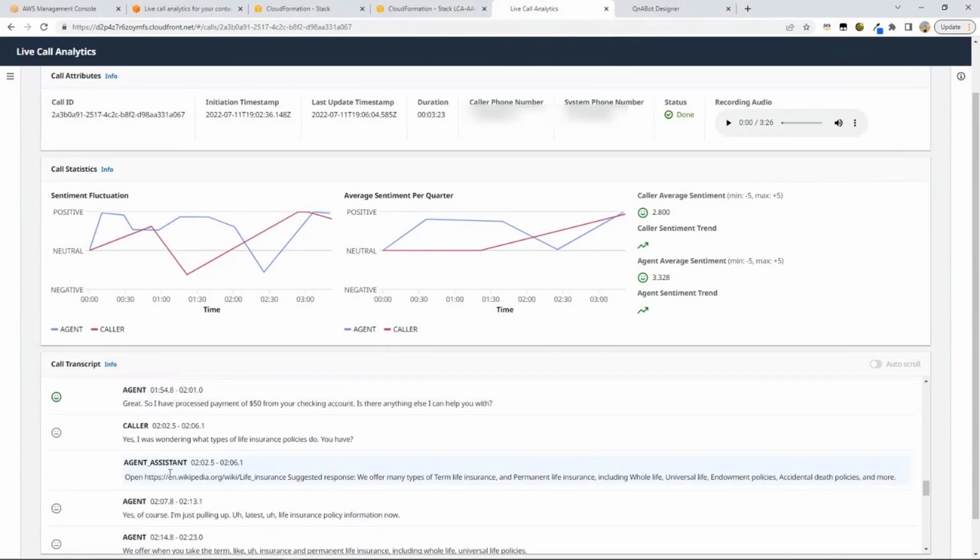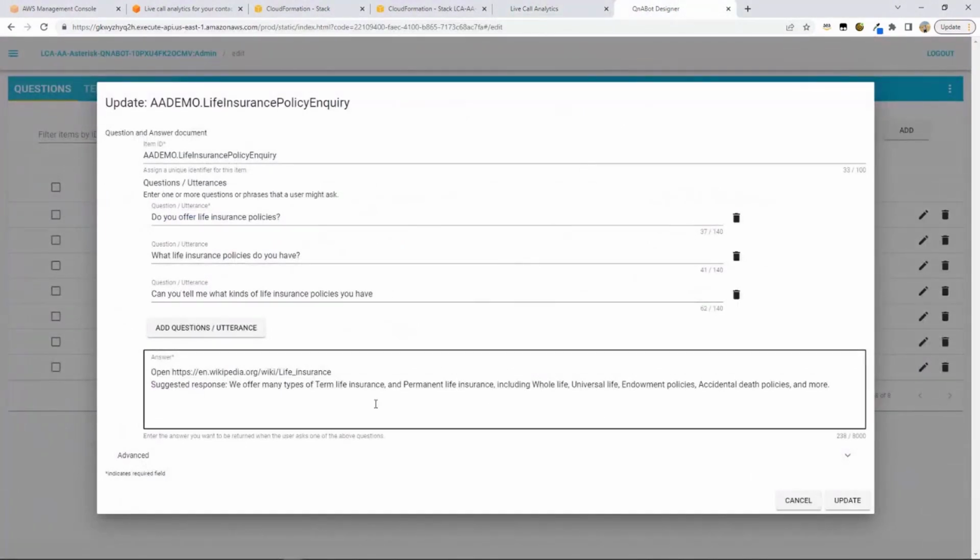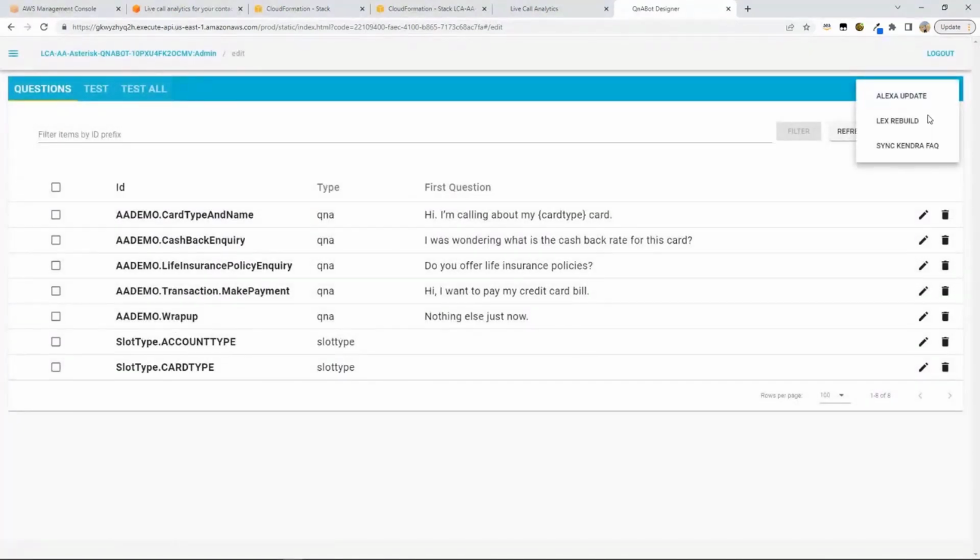Where is it? There we go. What types of life insurance policy do you have? And there's the answer. So this is really very easy to configure. If I wanted to provide a different answer, I just go in here, I literally edit it right here and click the update button. And then go up here and click Sync Kendra FAQ. So you can manipulate content that maps to Lex, you can manipulate content that maps to Kendra, and you can synchronize with both Lex and Kendra and control the entire agent assist behavior from this one screen.